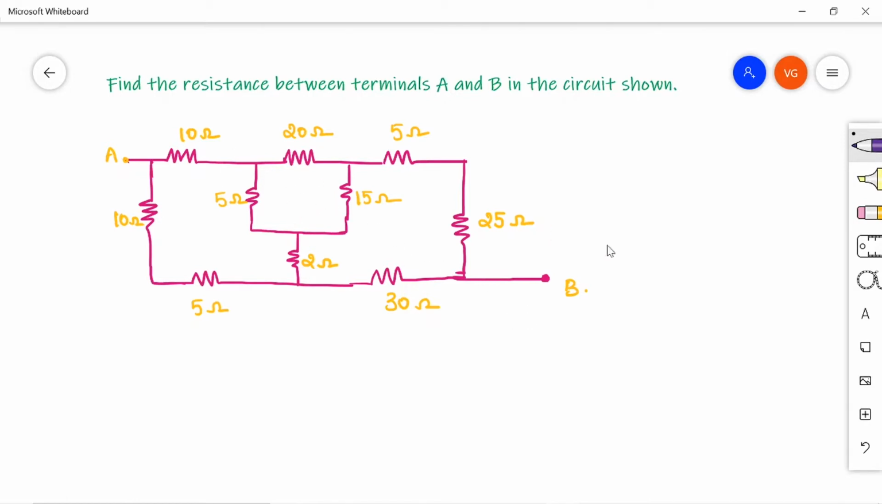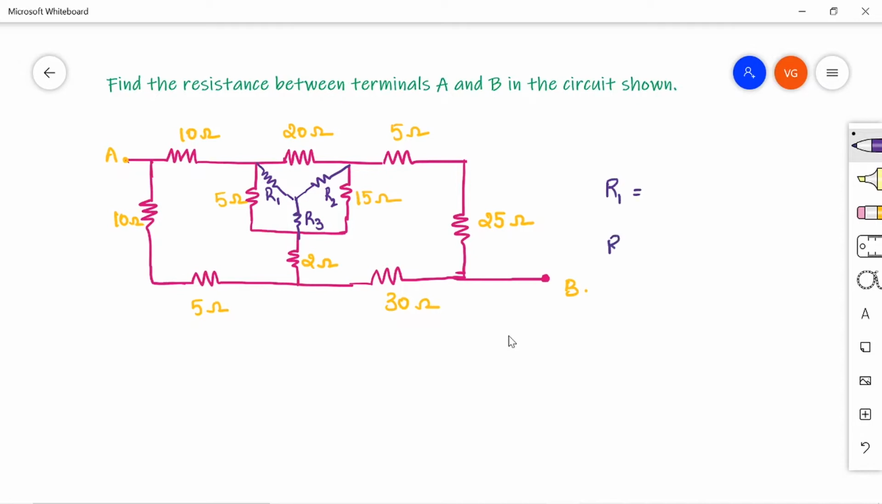So if you convert this pi to star or delta to star, I'll get the circuit like this. See here, right? Let us call the resistances R1, R2 and R3. So if you convert this pi to this star, then this 10 ohm will be in series with R1, 5 ohm will be in series with R2 and 2 will be in series with R3, so that the circuit will be simple. Now let us find out the values of R1, R2, R3.